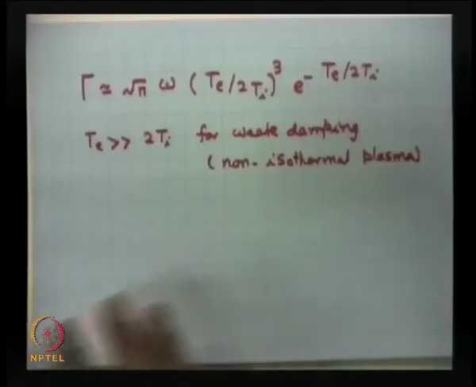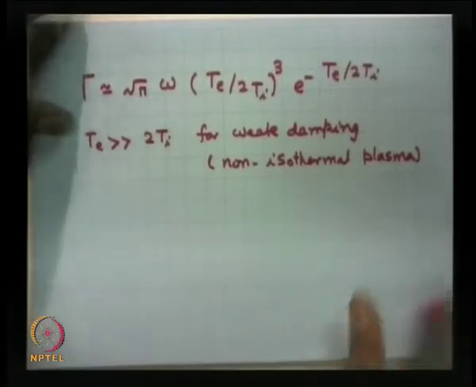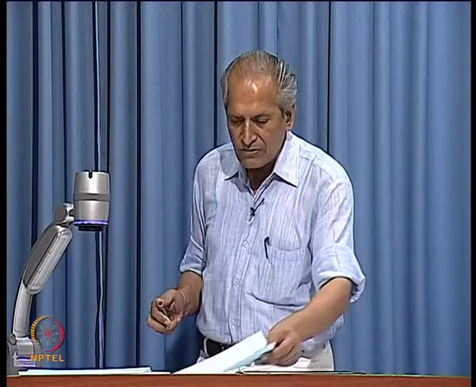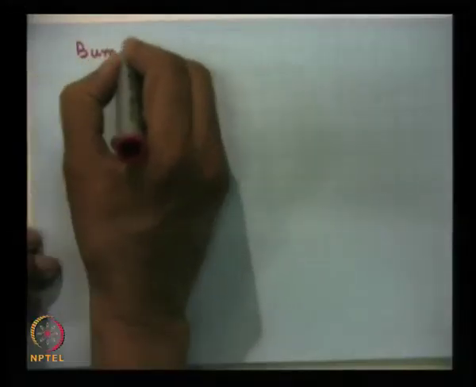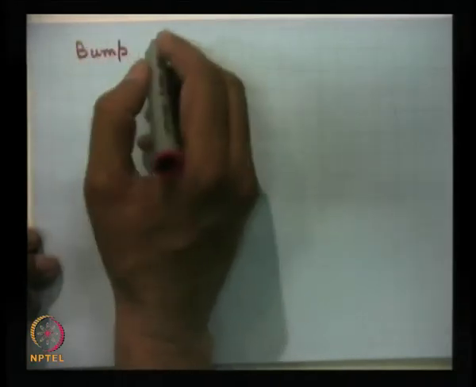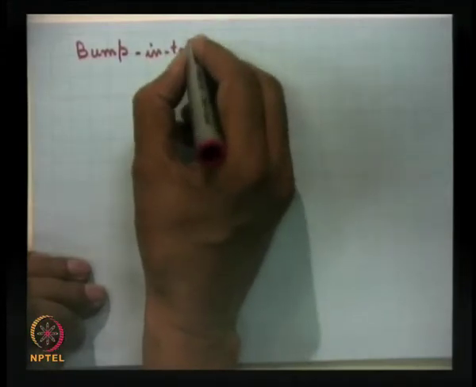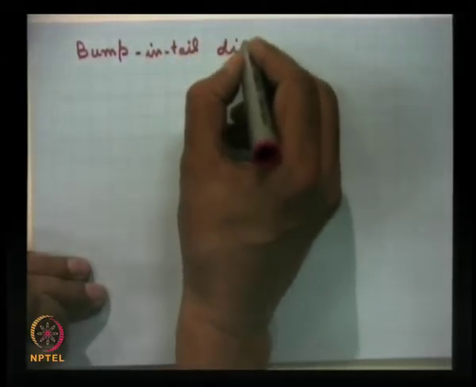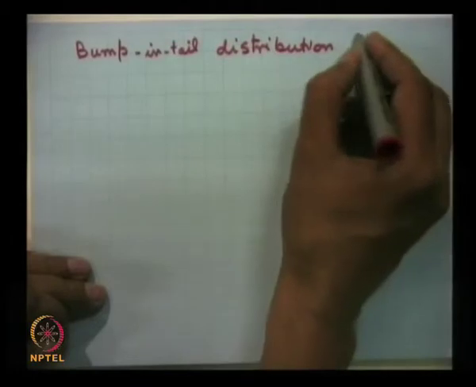However, with a suitable distribution function, they can give rise to instabilities as well. Physically, where would you expect instability? A simple example is the case of a bump in tail distribution. I think I will write this on a separate sheet. Let me talk about the bump in tail distribution, and the instability or the growth of the wave arising because of that is called bump in tail instability. Bump in tail distribution function.